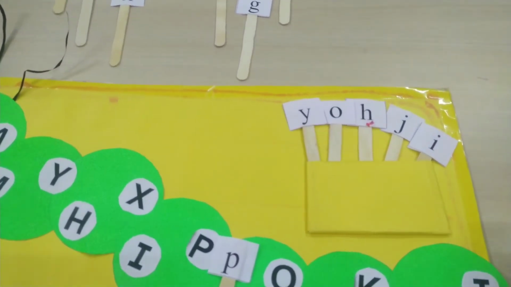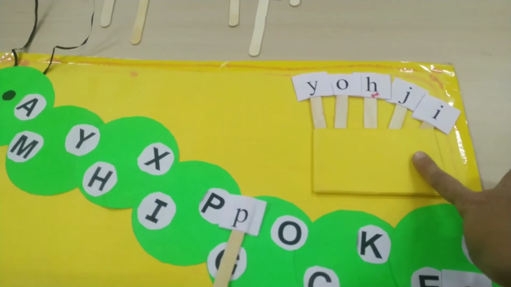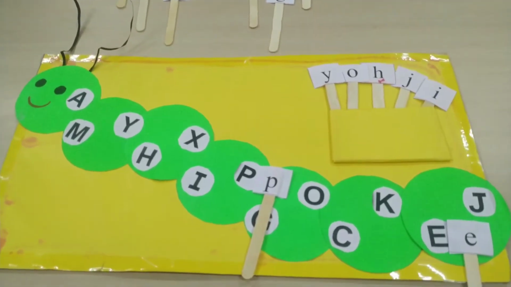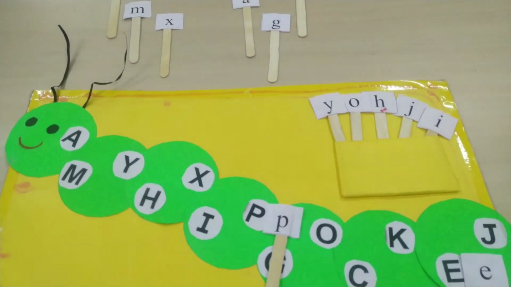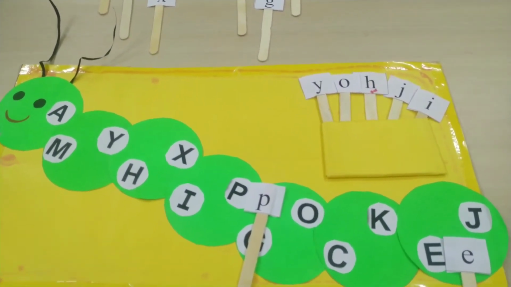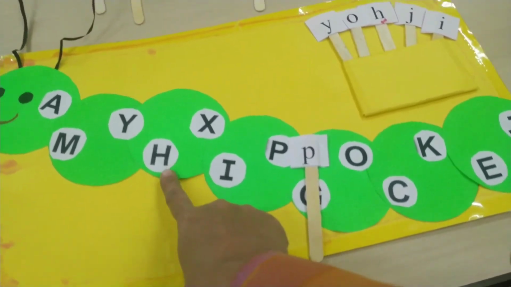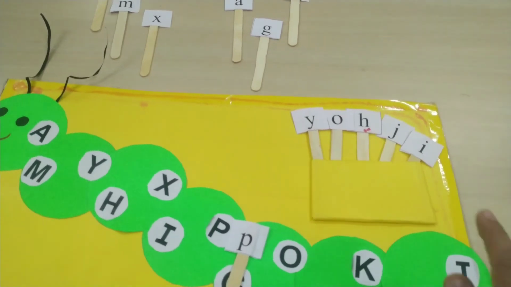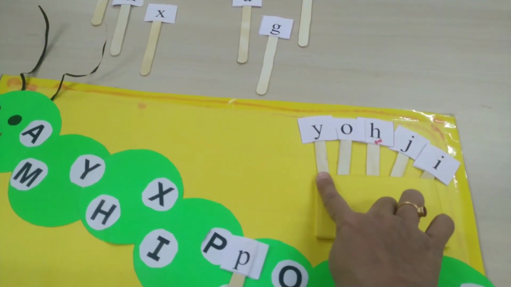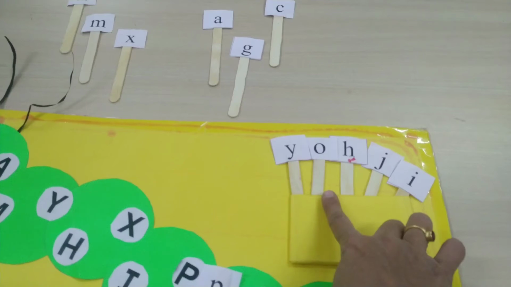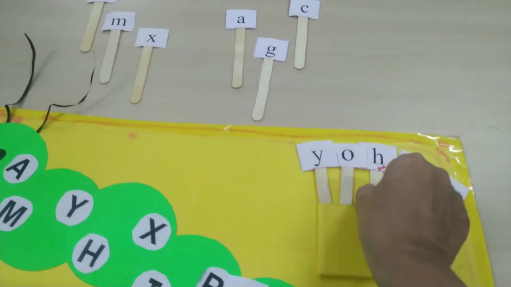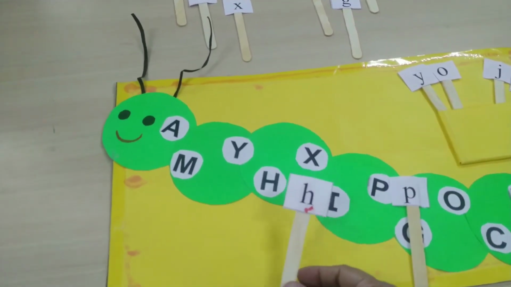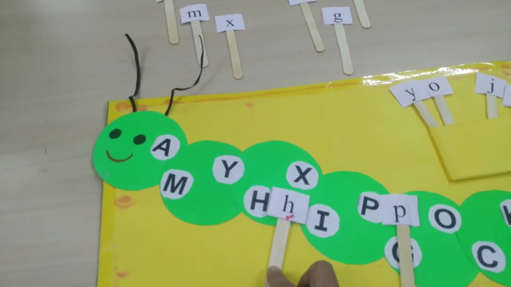So let's take some small letters from these pockets. Which alphabet are you going to take now? Let's take capital letter H. See, this is capital H. Now search where is small letter H. Is this H? No, this is a different small letter. Yes, this is small letter H. Take this ice cream stick, small letter H, and match it in front of capital letter H.